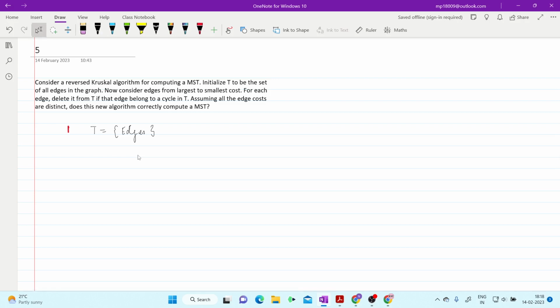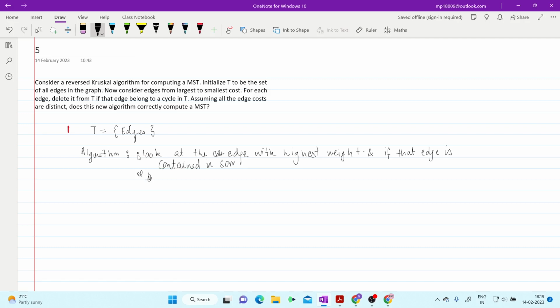So what is the algorithm? Look at the edge with the highest weight, and if that edge is contained in some cycle, remove it.